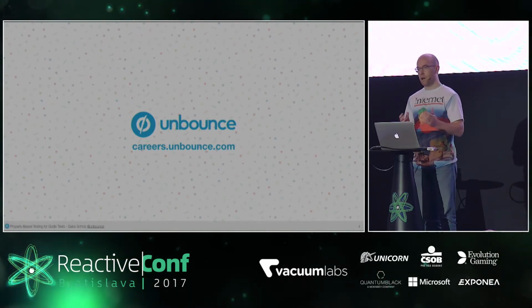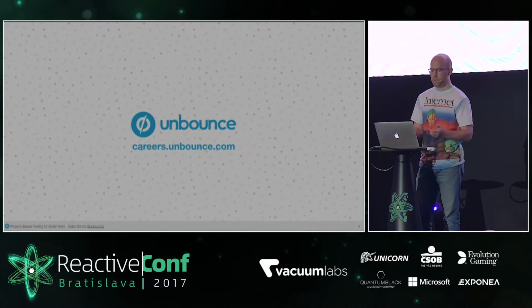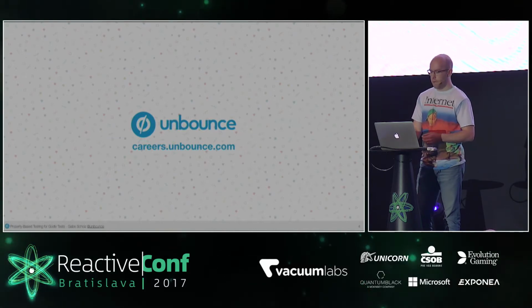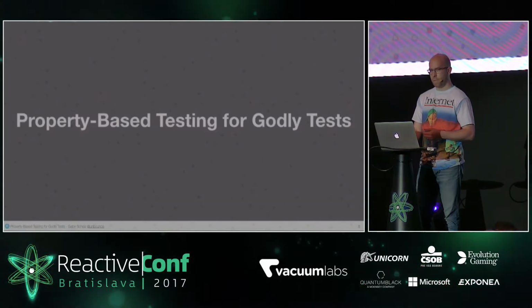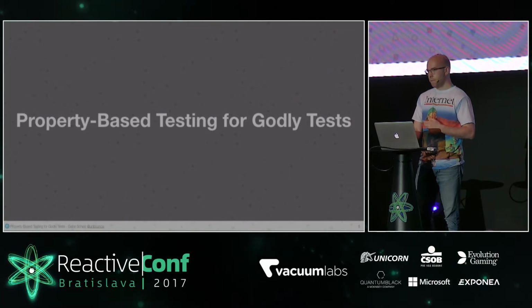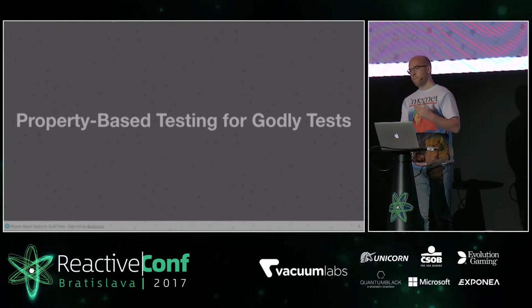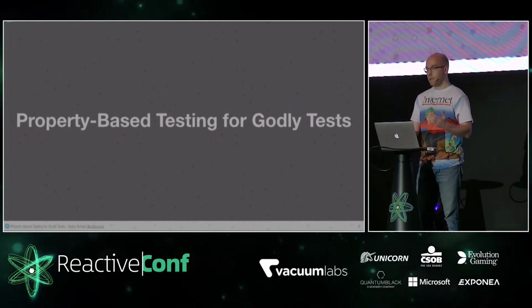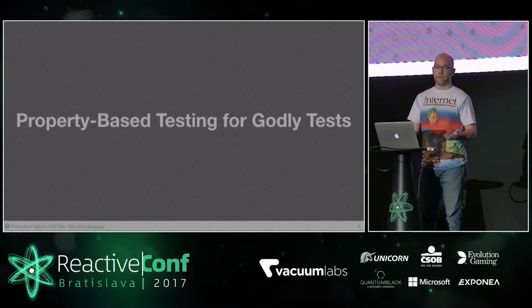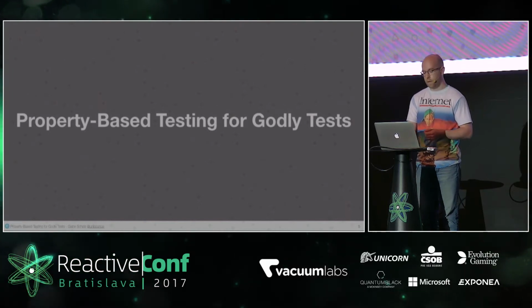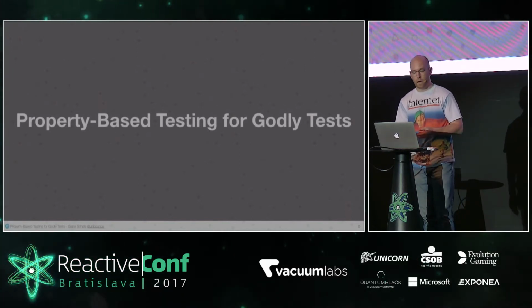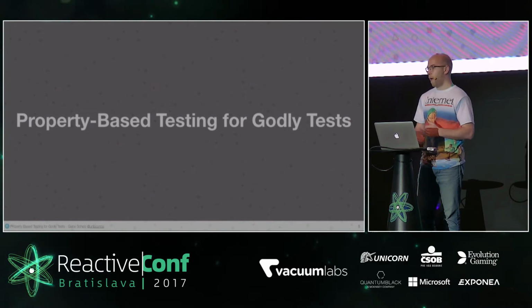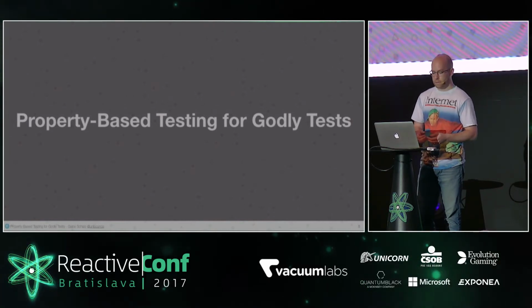We make marketing automation software for people who do online marketing. And today I'm going to be talking to you about property-based testing. Property-based testing is quite popular in a lot of languages, like Haskell, Erlang, Scala, not so popular in JavaScript. And there are good reasons for that. But I'm going to talk about how we make it work at Unbounce.